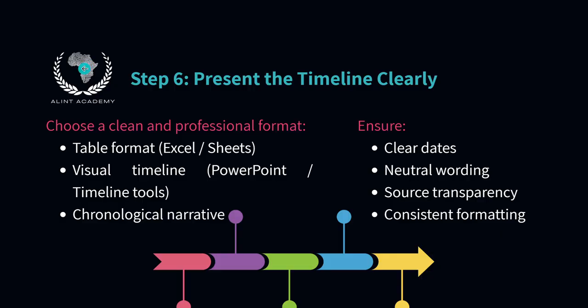Step 6. Present the timeline clearly. Finally, we present the timeline in a professional format. This can be a structured table in Excel or Sheets, a visual timeline in PowerPoint, or a chronological narrative. We must ensure clear and accurate dates, neutral and factual wording, source transparency, and consistent formatting.